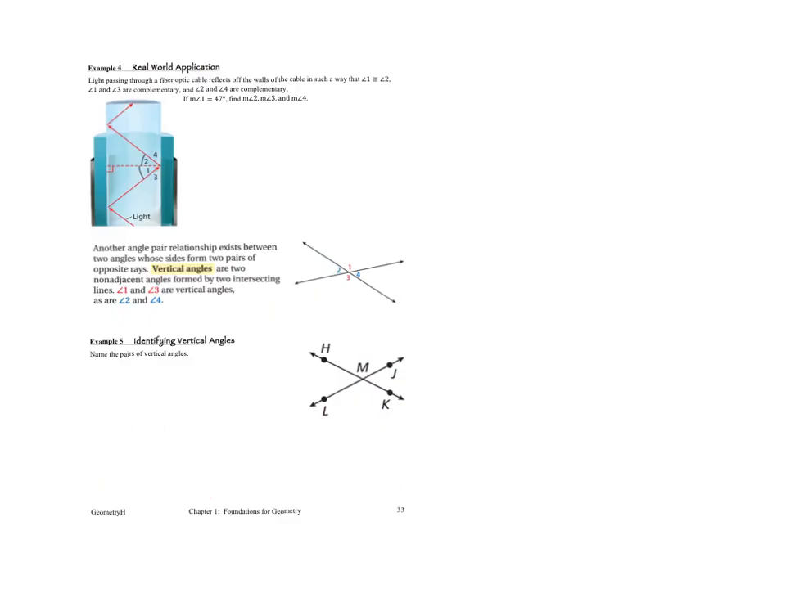Okay, if the measure of angle 1 is 47, and it said that angle 1 is congruent to angle 2. So if angle 1 is 47 degrees, angle 2 is going to also be equal to 47 degrees. And angle 3 is the complement. It said angle 1 and angle 3 are complementary, right? So angle 3 would be equal to 90 minus 47 degrees, which gives us 43 degrees. And angle 4 is complementary to angle 2, which would really just be the same thing. So 90 minus 47 degrees, which is 43 degrees.